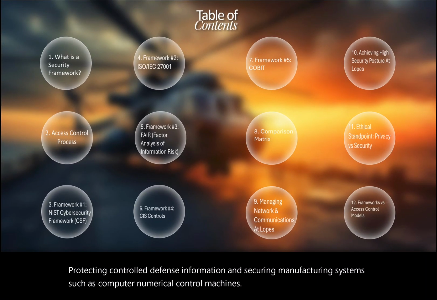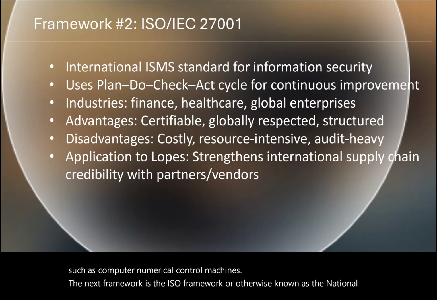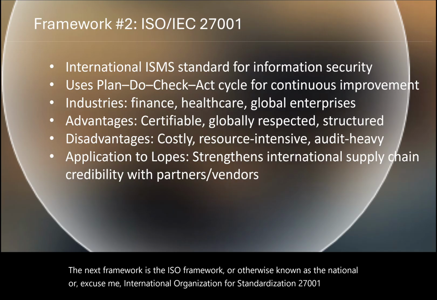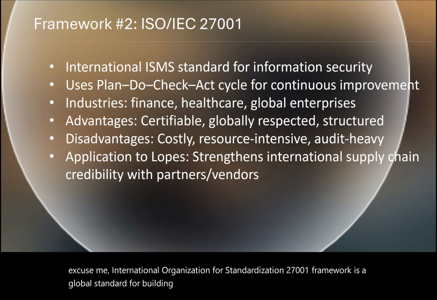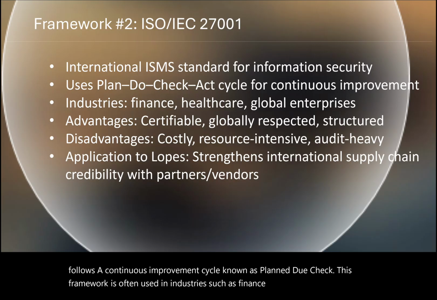The next framework is the ISO framework, otherwise known as the International Organization for Standardization 27001 framework. It is a global standard for building an information security management system. It follows a continuous improvement cycle known as plan, do, check. This framework is often used in industries such as finance, healthcare, and global manufacturing.